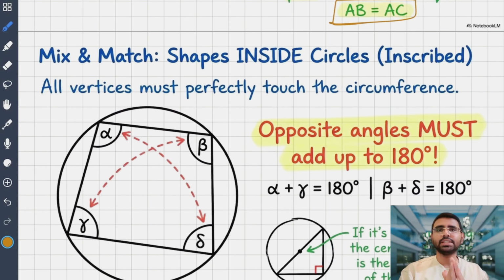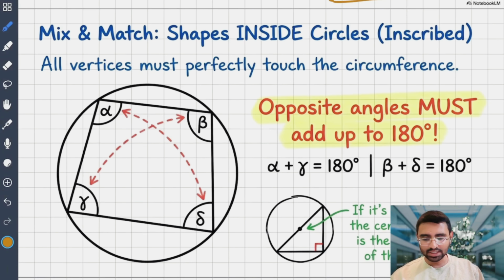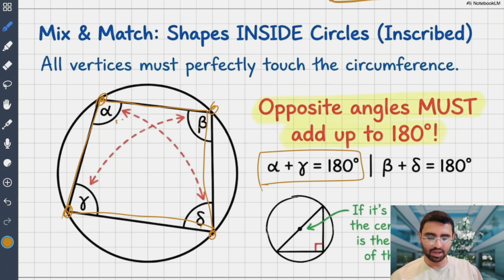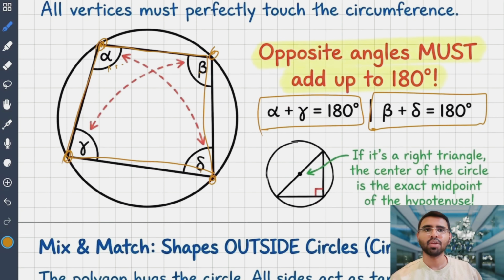Talking about some shapes inside the circle, they are known as inscribed shapes. All the vertices must perfectly touch the circumference. So if this is a shape in the circle, all the touch points are touching the circle circumference. Opposite angles must add up to 180 degree. So like alpha, beta, gamma, delta. So alpha plus delta should be 180, and beta plus gamma should be 180 degree. Beta plus delta should be 180 and alpha plus gamma should be 180 degree.